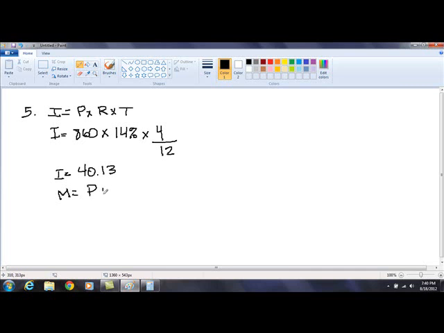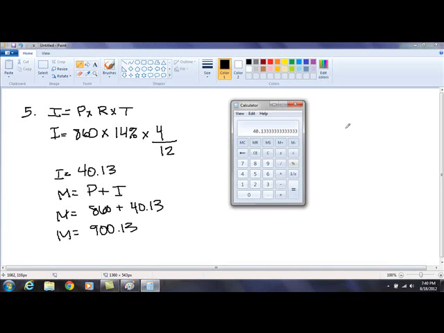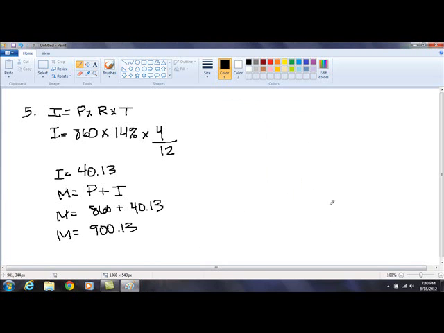My maturity is the amount that I have to pay for the loan after the loan's complete, and it will equal my principal plus my interest. So my maturity equals $860 plus $40.13, or $900.13. Okay, that completes part B.